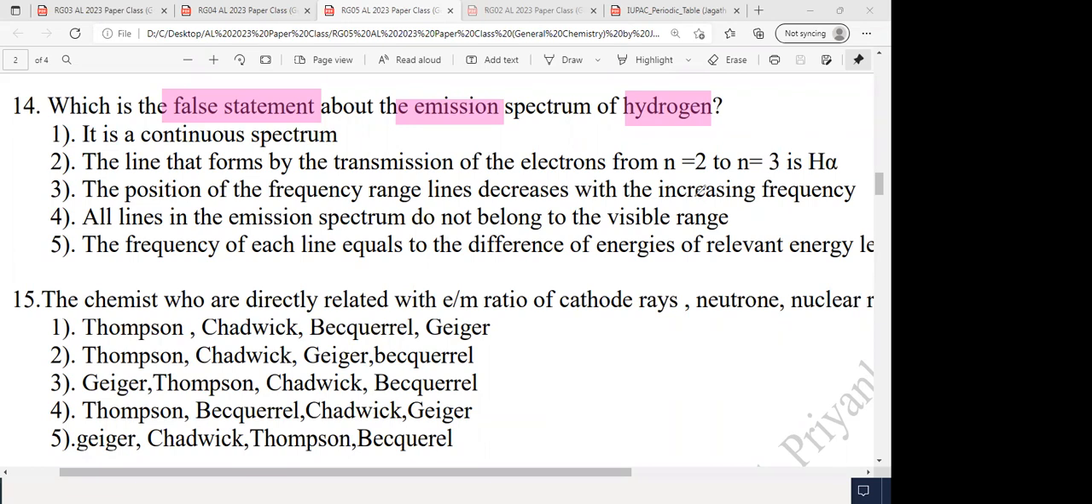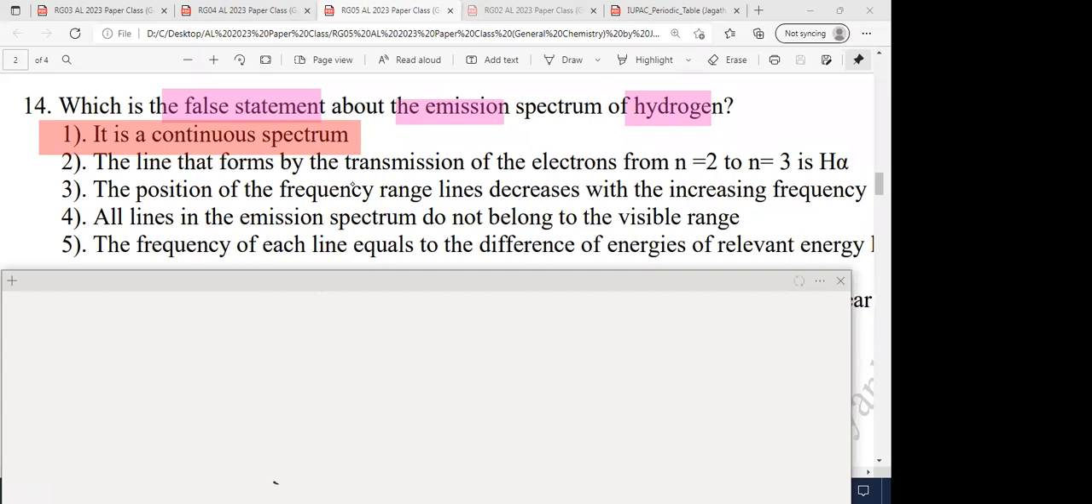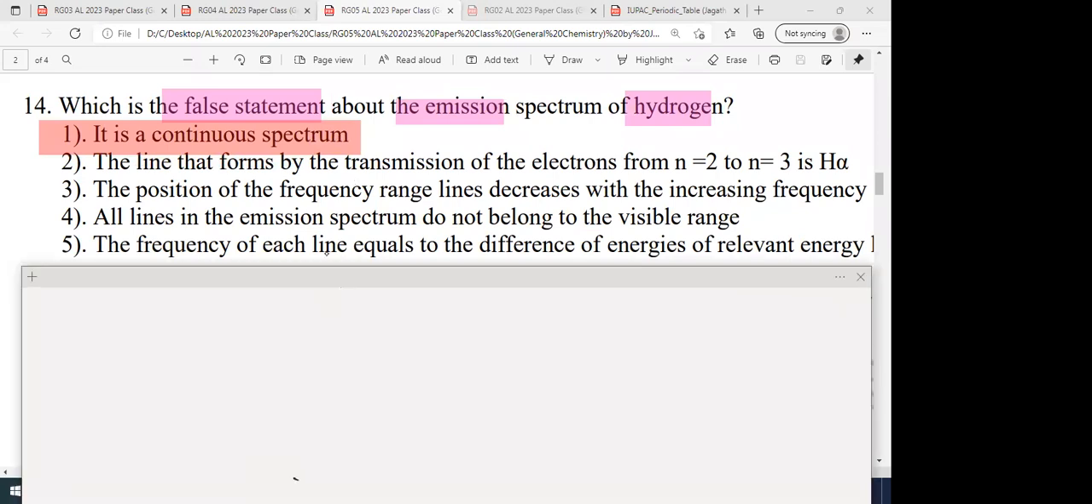Why? Hydrogen emission spectrum is not a continuous spectrum. That is a line spectrum. The first statement itself is false. Please write it, everyone. Both the emission spectrum as well as the absorption spectrum of hydrogen or any other element is a line spectrum. Today we also did some structured setup questions. Can you give me an example of a continuous spectrum?